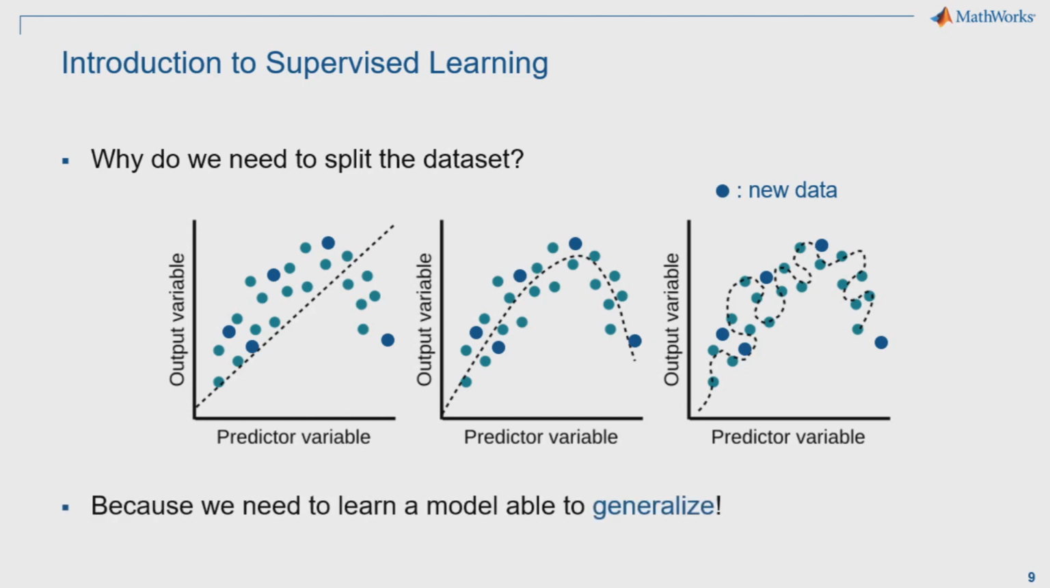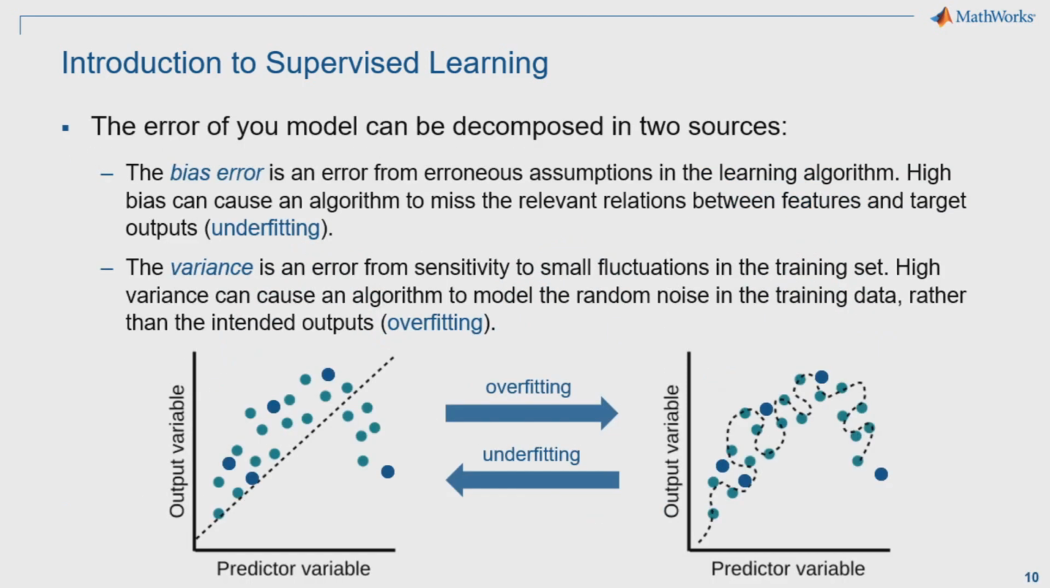So to answer this question, we need to split our dataset because we want to generalize. We want to build a model able to understand also what's going on with new data, and which is learning not just the structure of our dataset, but something meaningful. So typically in machine learning classes, what is taught to students is that the error of the model can be decomposed into two sources.